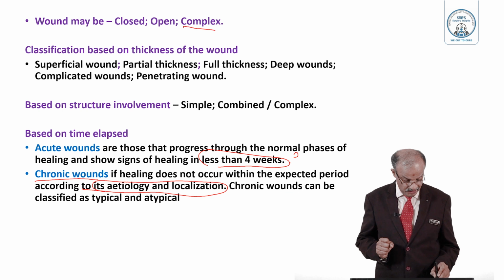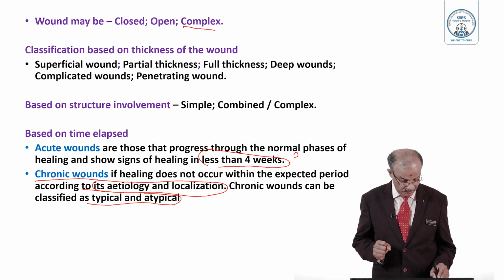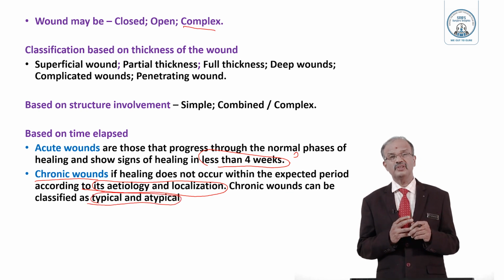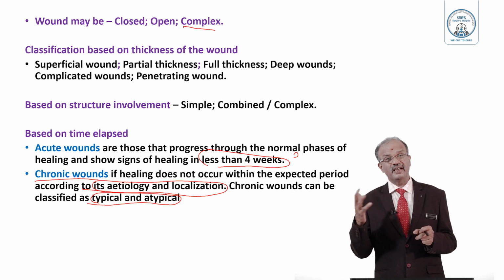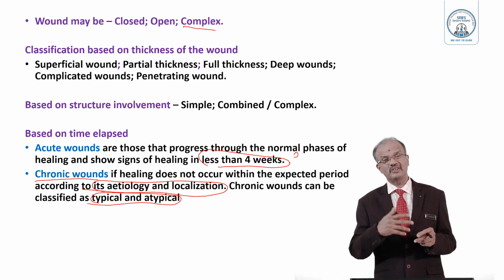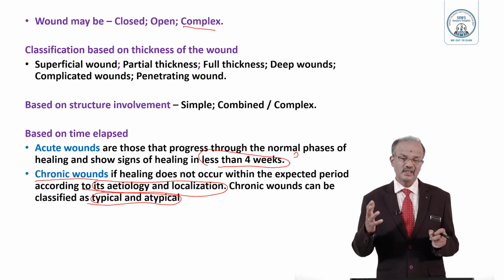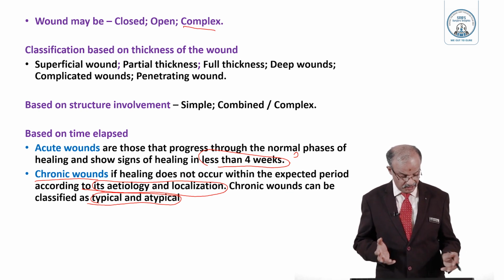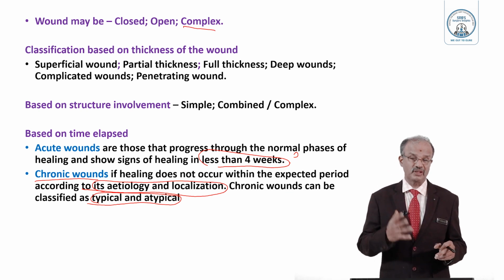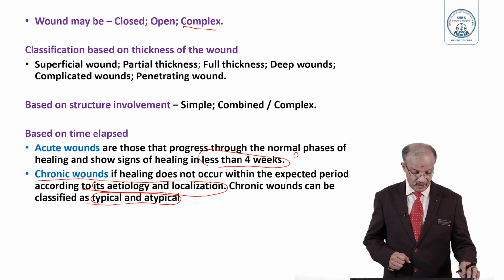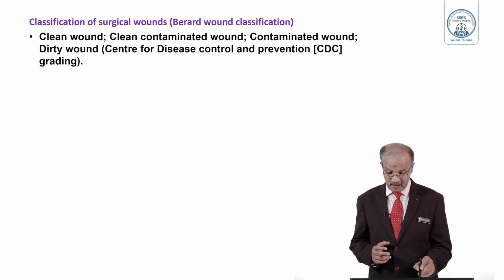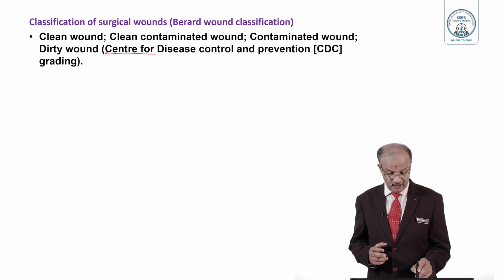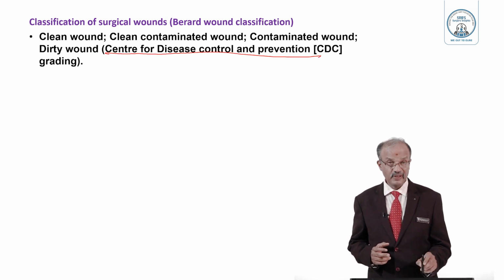Chronic wounds can be classified as typical or atypical. Typical are very specific wounds. Atypical are in immunosuppressed individuals, in vascular problems, and in rheumatoid arthritis patients. So many conditions are called atypical. This is the classification. You can always go through my manual of surgery for a detailed classification of wounds. Again, it is classified by the Berard wound classification, otherwise called the CDC grading, Center for Disease Control and Prevention grading.